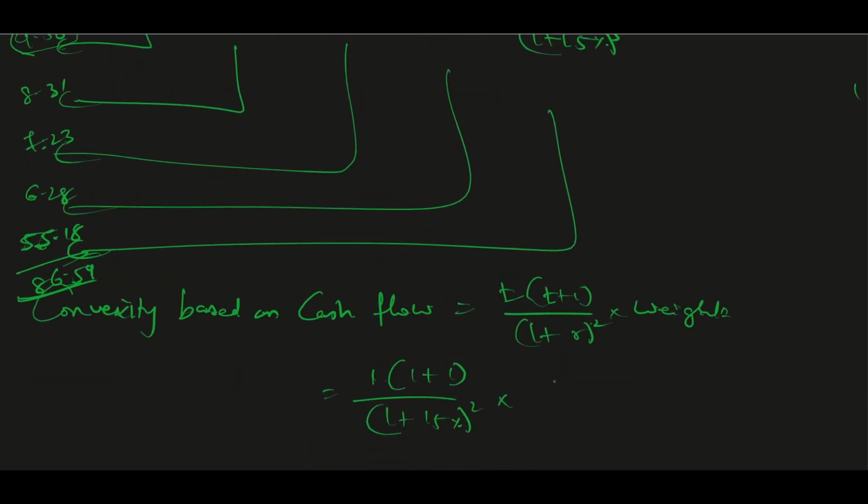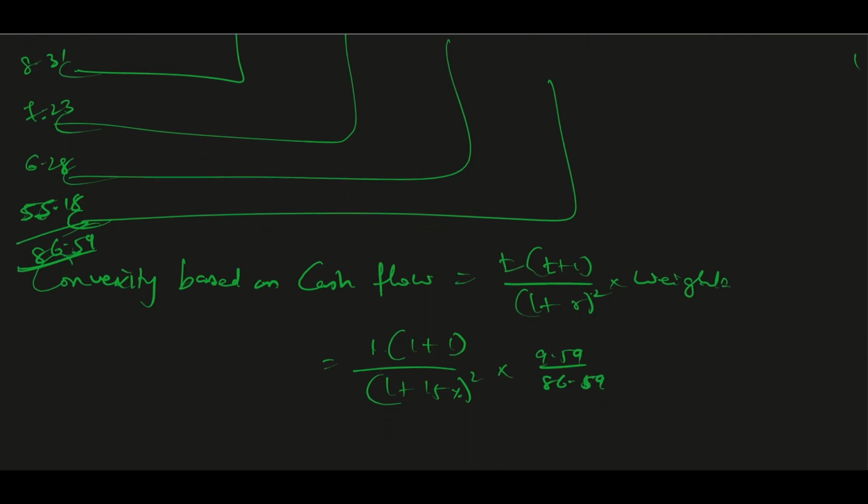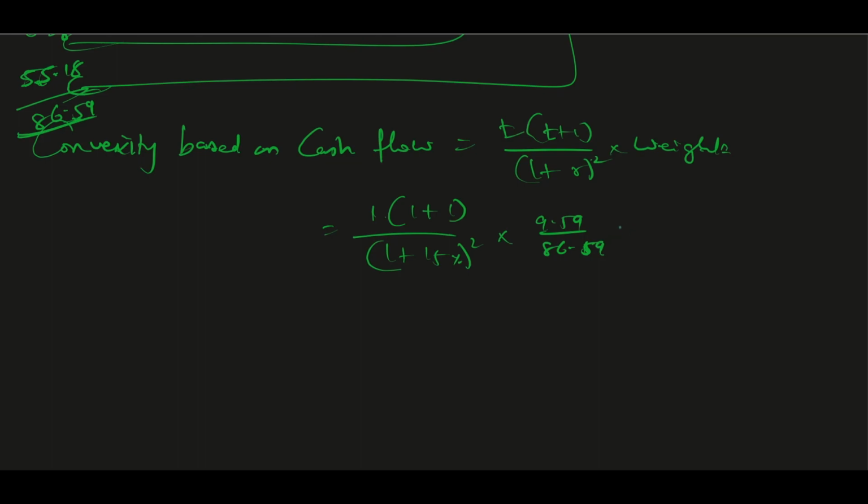So it will be 9.56 divided by 86.59. Okay, so that comes as 1 into 2 divided by 1.15 raised to 2, into 0.1104. So this comes to 0.167. Similarly, you have to do for the rest of the cash flows as well.